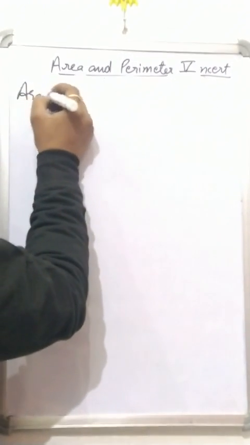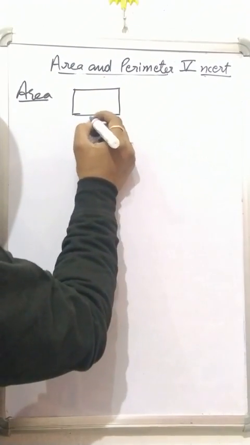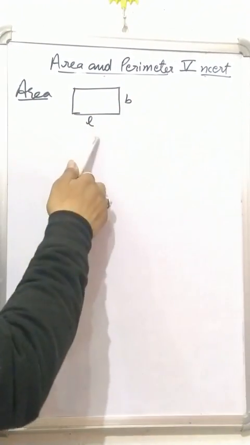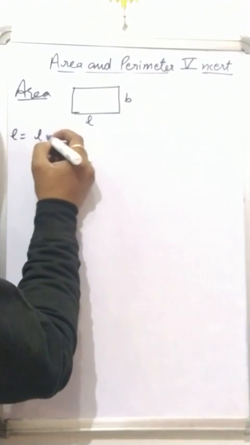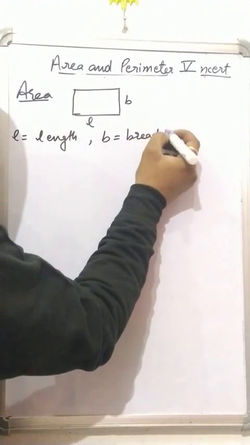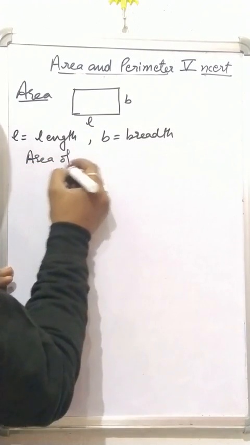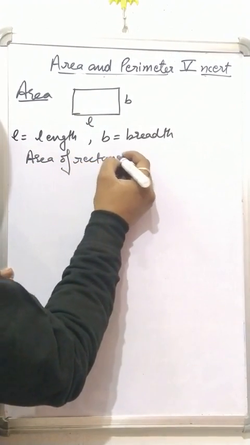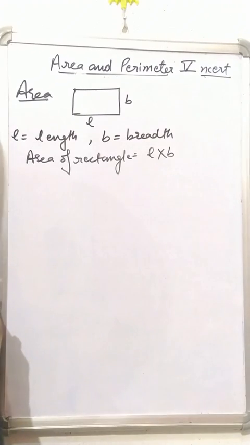Now we study about area. First, area is related to rectangle, L and B. This is given to you length and this is given to you breadth. L represents length and B represents breadth.